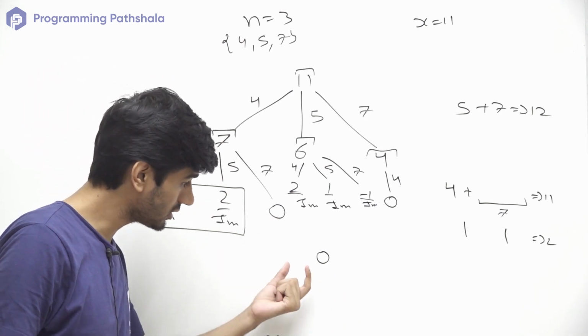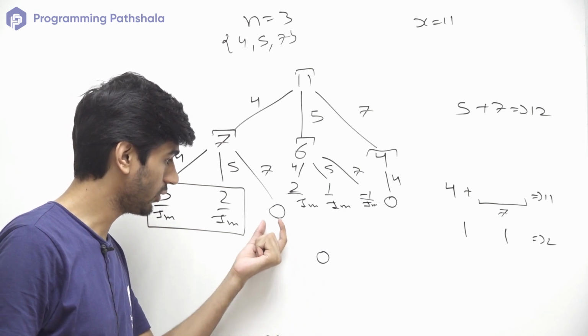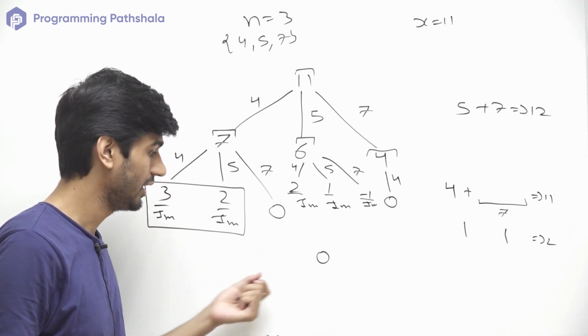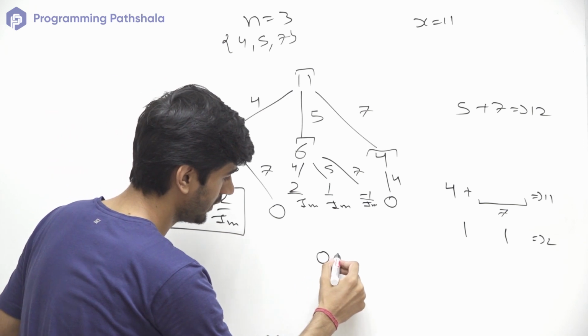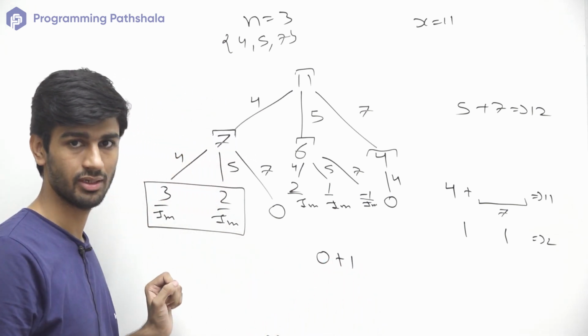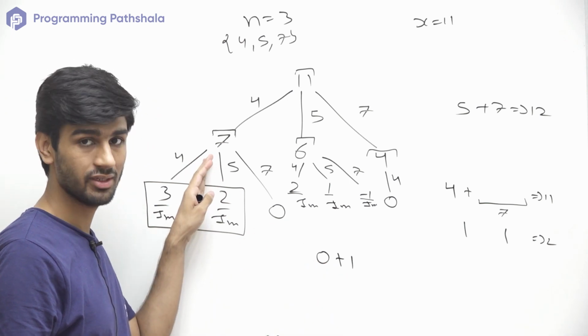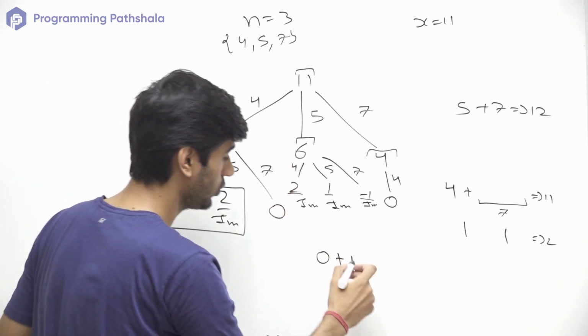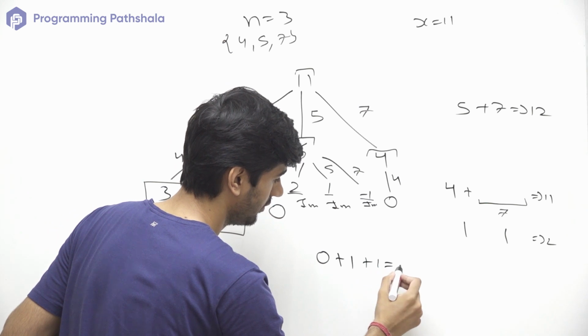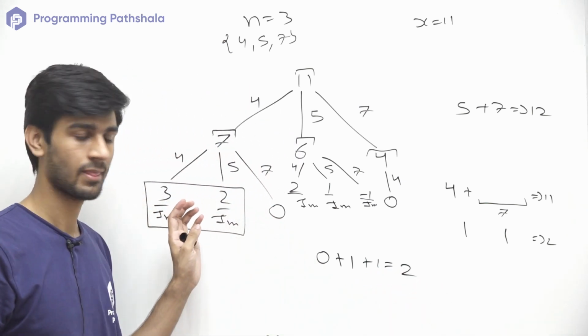And now because the minimum number of coins that are required to get a sum of 0 is 0, then we can say to get a sum of 7, we will require at least 1 coin, right? And because we require 1 coin to get a sum of 7, then we can say that we will require 2 coins to get a sum of 11, right?